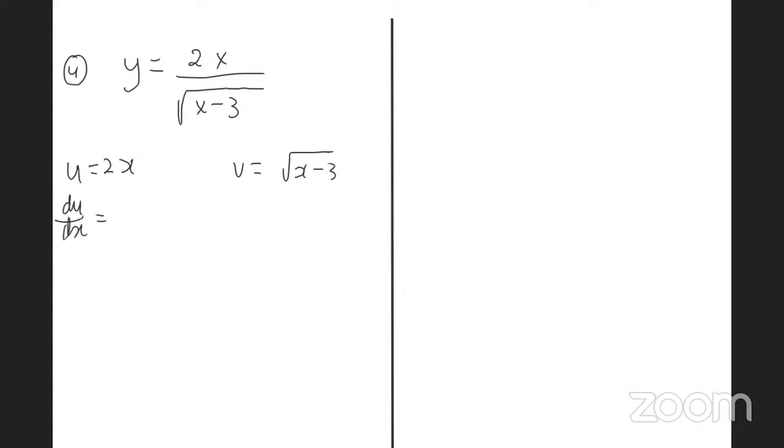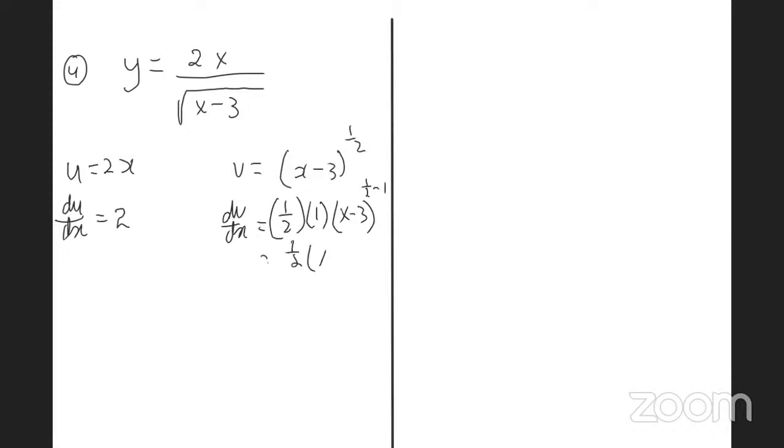Right, du/dx is what? 2. Right, du/dx is 2. And remember, square root means what? To the power of a half. So dv/dx is what? Bring down the half. What's the next step? Differentiate the x minus 3. Then write back the x minus 3 and then do what with the power? Minus 1 from the power. So that'll be a half by x minus 3 to the negative a half.